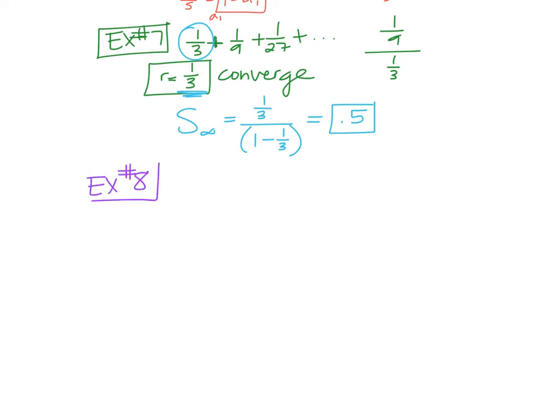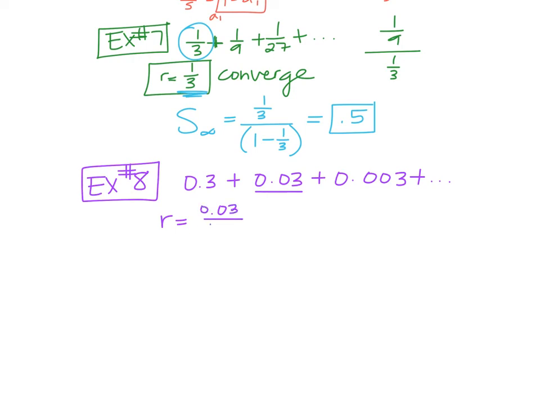All right, last one. This one's kind of cool. 0.3 plus 0.03 plus 0.003 plus ... Okay, so going on to infinity, we need to figure out what our common ratio is. And if you don't see it right now, remember, you can just do second term, 0.03, divided by first term, and what you get is 0.1. Okay, so 1/10, we are multiplying by 1/10 each time.